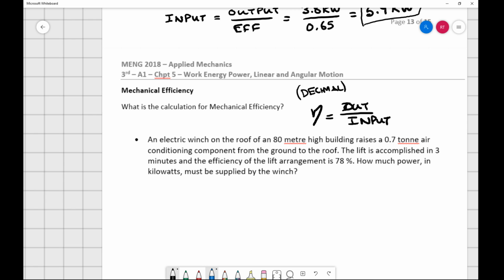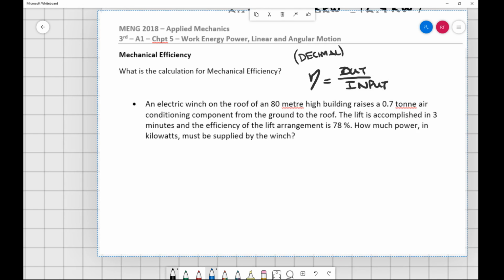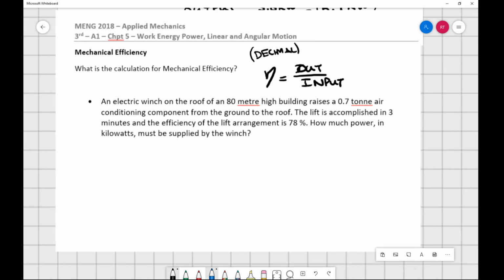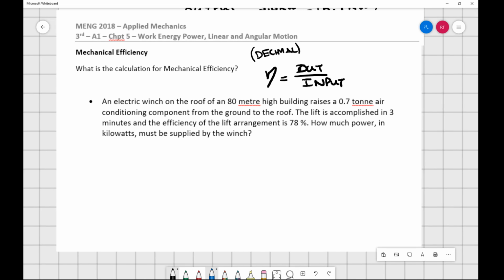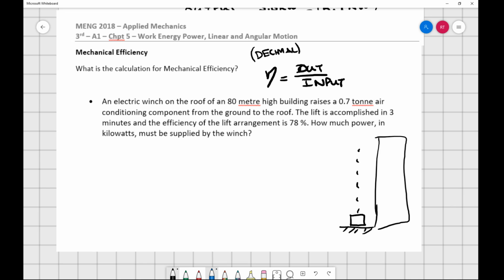So, one more sample question. We've got an electric winch on the roof of a building, and we have to raise some object. We have a certain amount of time, and we have an efficiency. How much power must be supplied to the winch? First approach, we're going to figure out how much work it takes to move this object from the ground all the way up to the top of the building.